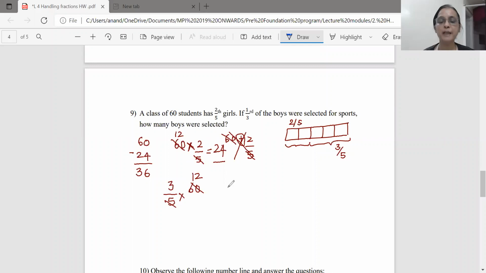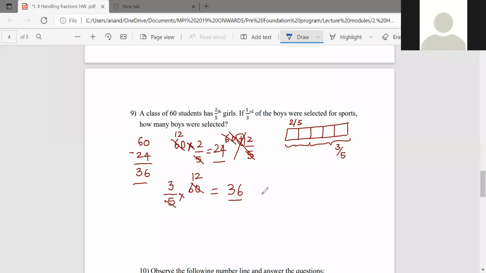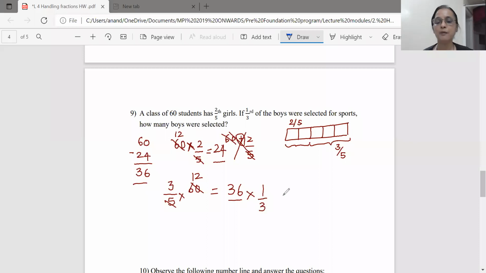We directly get the number of boys over here by doing this method. Here we first found out girls and then we found out boys. Any which way, the number of boys is 36. And now what they're asking: 1/3 of the boys are selected for sports. So if there are 36 boys, what will be 1/3 of it? That will be 12 boys. So how many boys are selected for sports? 12 boys.